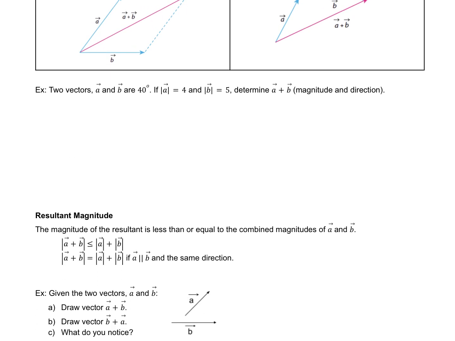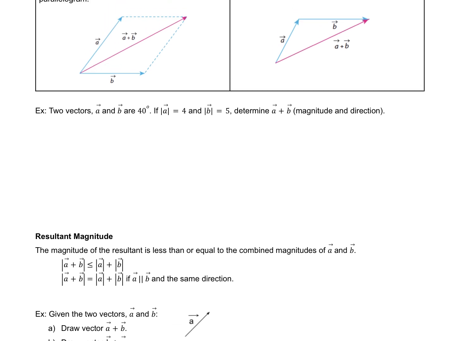Our first example, we have two vectors, A and B, that are 40 degrees apart, so that means that the vectors are tail to tail when our angle is given. If vector A has a magnitude of 4 and vector B has a magnitude of 5, determine the resultant vector A plus B. So I'm going to start off with a diagram. I'm going to put vector A on the bottom, and it has a magnitude of 4. And the angle between A and B is 40 degrees. So I'm just estimating here. This is vector B, and its magnitude is 5.